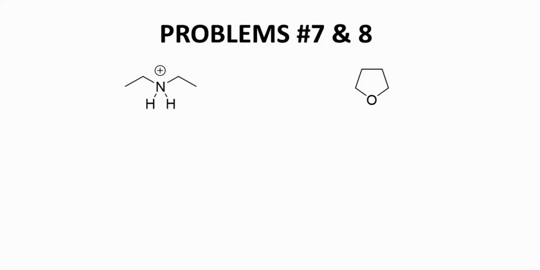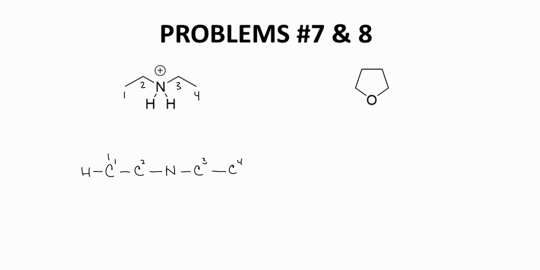2 more problems now. Again, as always, let's number our atoms. 1, 2, 3, 4. So that would be carbon 1. That would be carbon 2. There's our nitrogen in the middle. Carbon 3 and carbon 4. Now let's just go through and add our hydrogens.